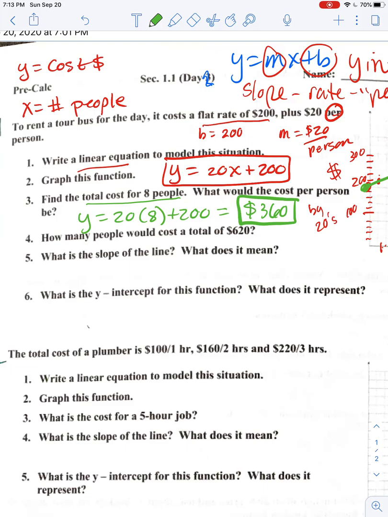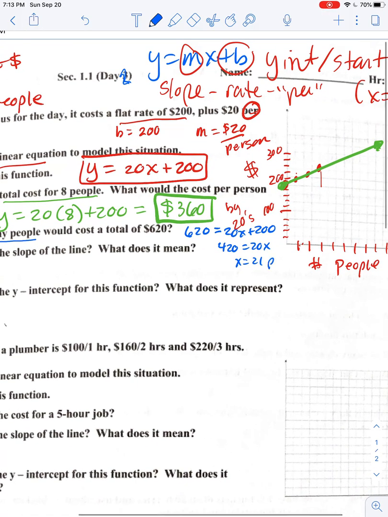Now, number 4 asks something a little bit different. There's not very much room here, so I'm going to have to cram this in or maybe go to a different part of the paper. It says how many people. So that's an x thing. It's asking us for x. Would the cost be 620? So I'd be starting with 620 and set that equal to my 20x plus 200. So if I take away the 200, I'll be at 420 equals 20x. And so that's going to turn out to be 21 people.